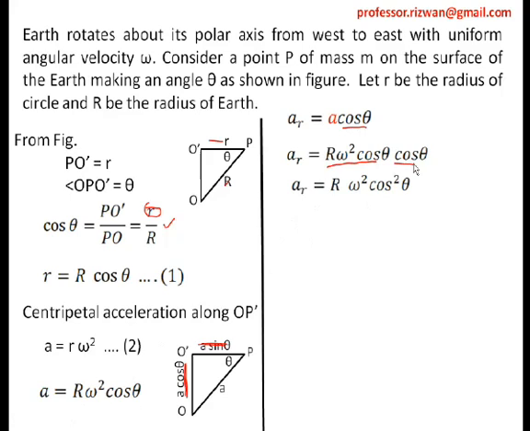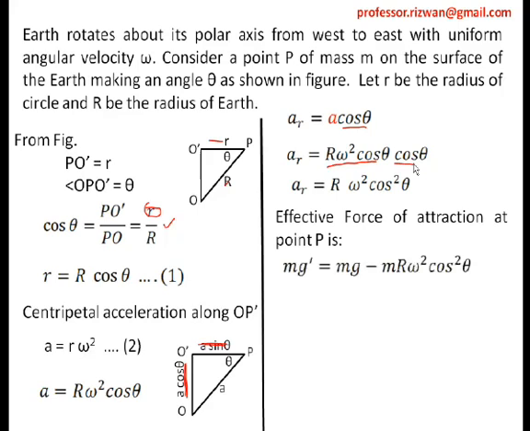This is acceleration, but what I'm trying to find out is the force, and that is what I need to find out. So I need to find g. The effective force of attraction at point P is the result of this. So m g dash at point P will be the weight m g minus the radial component. So m g dash is equal to m g minus m R omega square cos square theta, just multiplying by m. If I take m as constant and cancel it, I get g dash is equal to g minus R omega square cos square theta.